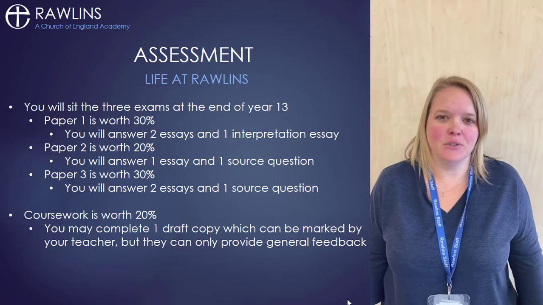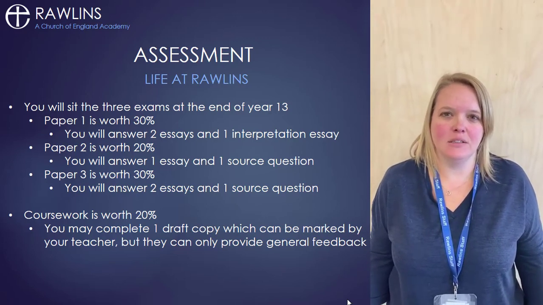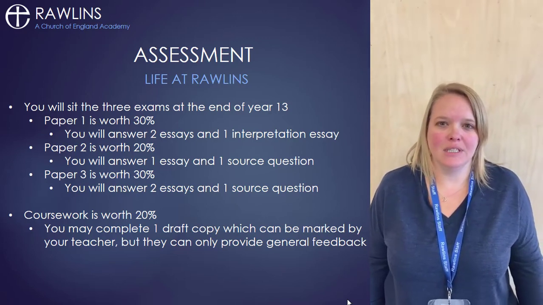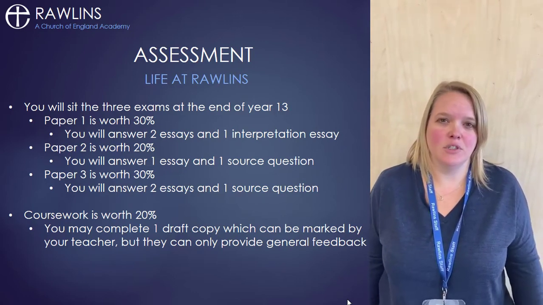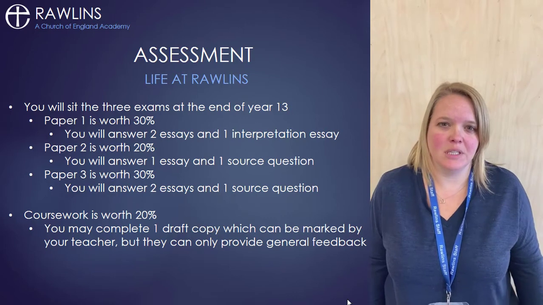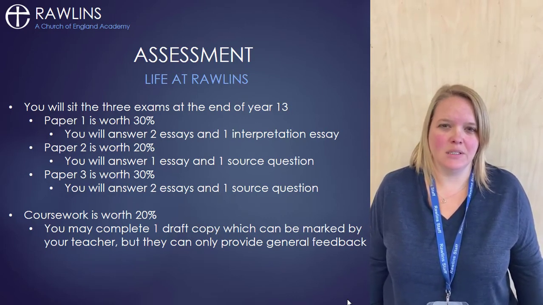Okay, so for the history course you are assessed with 3 exams at the end of year 13, 1 Tudor exam which is worth 30%, your Luther which is worth 20%, and the Russia which is also worth 30%, and your coursework then is worth 20%.